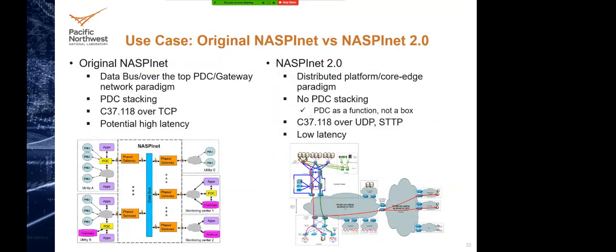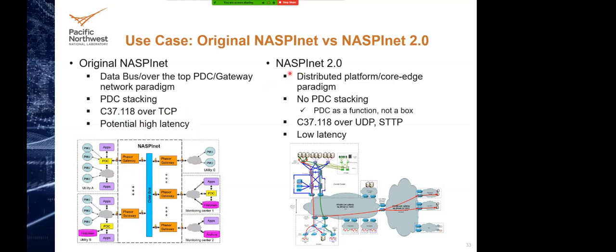And so next I'd like to introduce the use case we focus on in phase 1 of this project. Here we want to compare the original NASPInet and the NASPInet 2.0 communication network architecture. For the original NASPInet, we have a data bus over the top, and we have over-the-top PDCs and a gateway network paradigm. We can see here we have PDC stacking, so we may have a PDC at the utility level and a PDC at a regional ISO, and so there are multiple levels of PDCs that a PMU measurement needs to traverse to get to its destination, and that can potentially cause high latencies on top of the normal network latency.